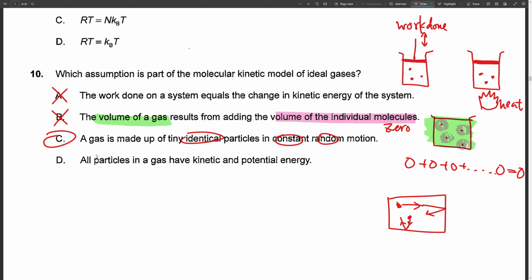C is the correct answer. Let's take a look at what's wrong with option D. In option D, all ideal gas particles have no intermolecular force and therefore they have zero potential energy. That's why D is wrong.